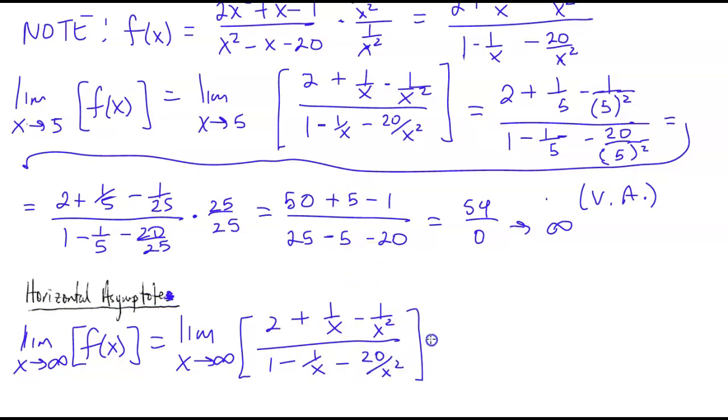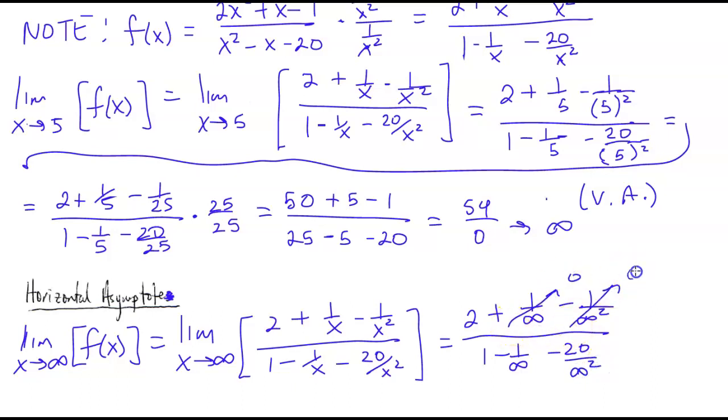And of course, from here, we know from previous examples that all we have to do is replace everywhere it says x with infinity. Of course, all these terms are going to 0. And all we have left is 2 divided by 1, which just ends up being 2. So this lets us know, or we verify, that we have a horizontal asymptote on the horizontal line y equals 2.